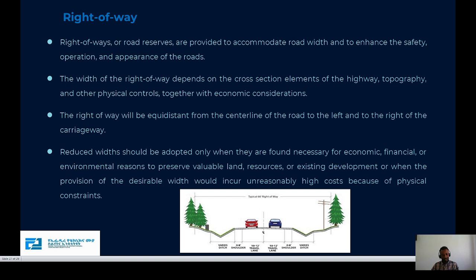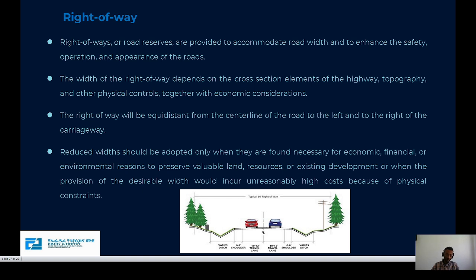And the very important part is the right of way. It is provided to accommodate the road width and to enhance the safe operation and appearance of the road. The width of the road right of way depends upon the cross-section elements of the highway, topography, physical controls, and also economics, which is very important.